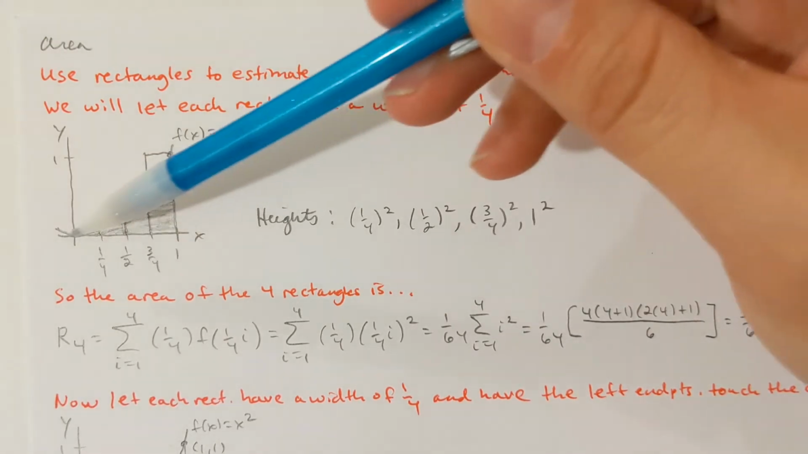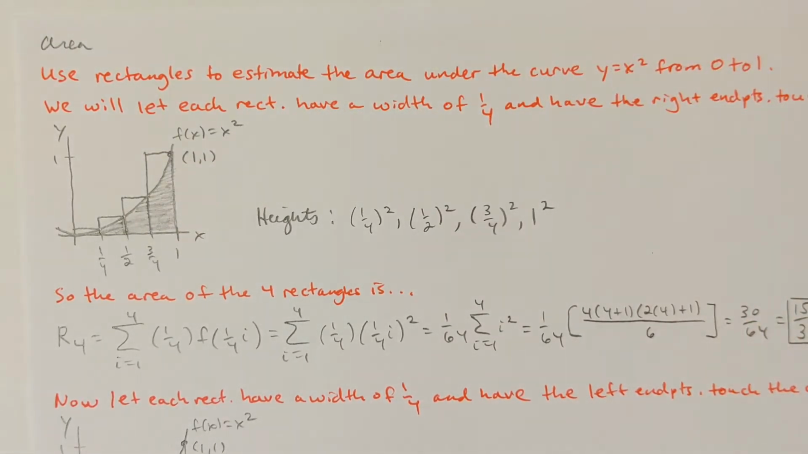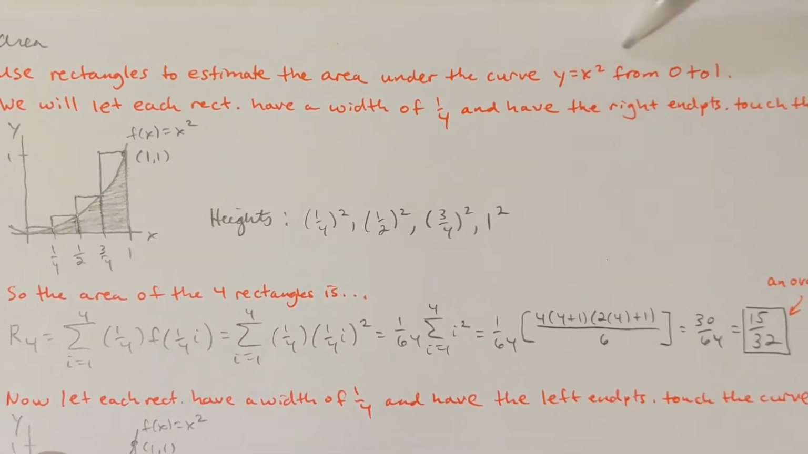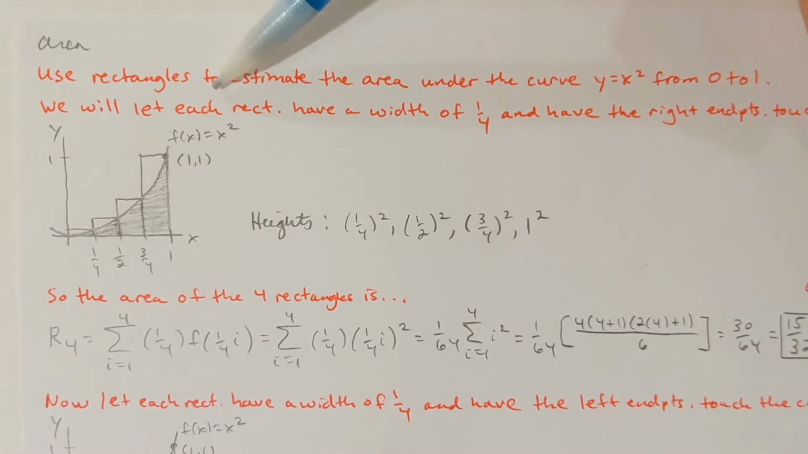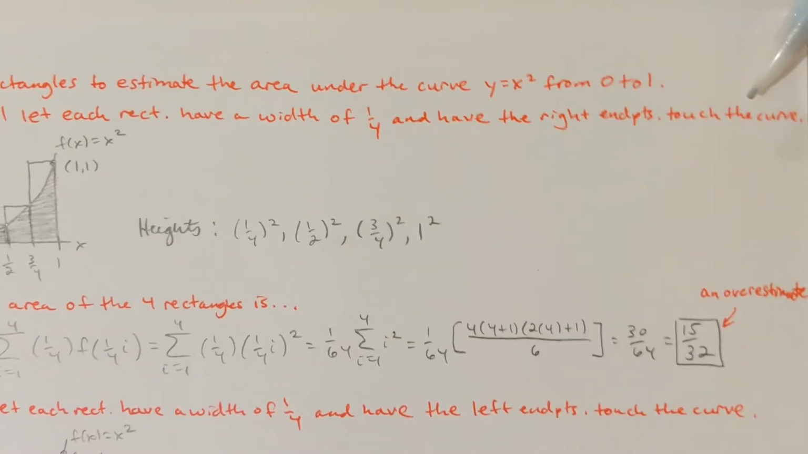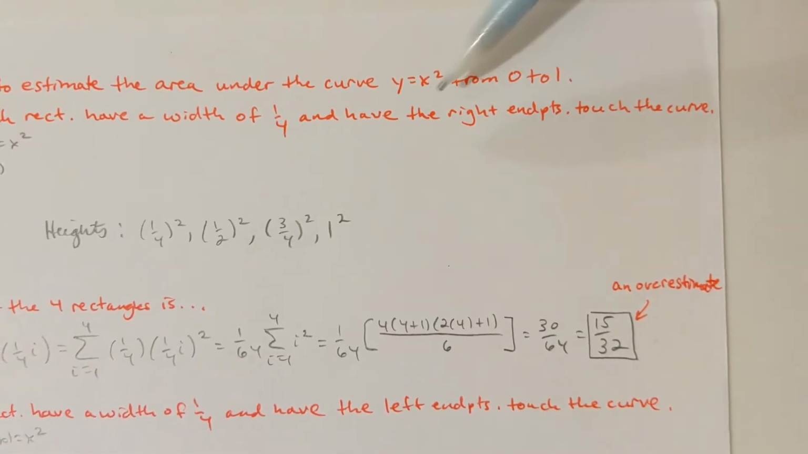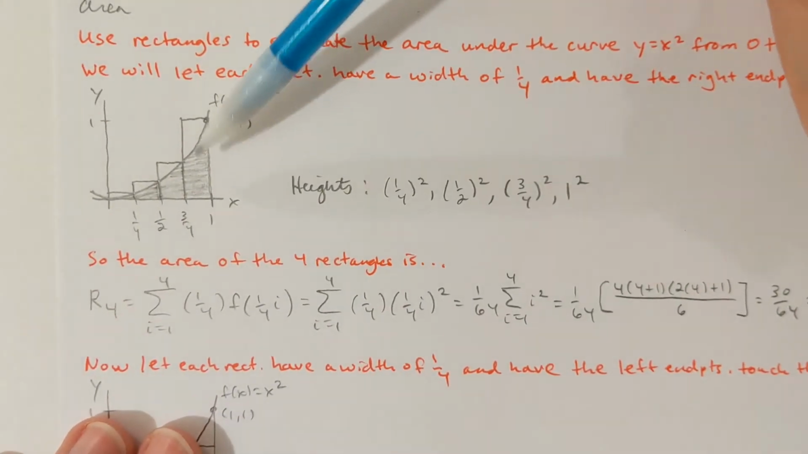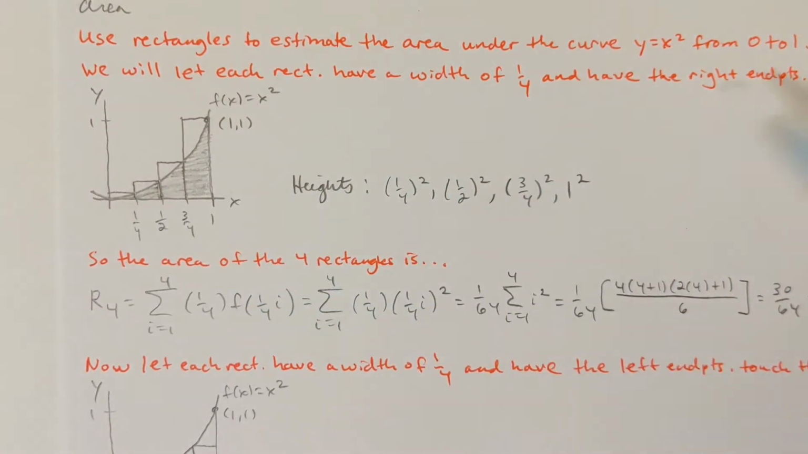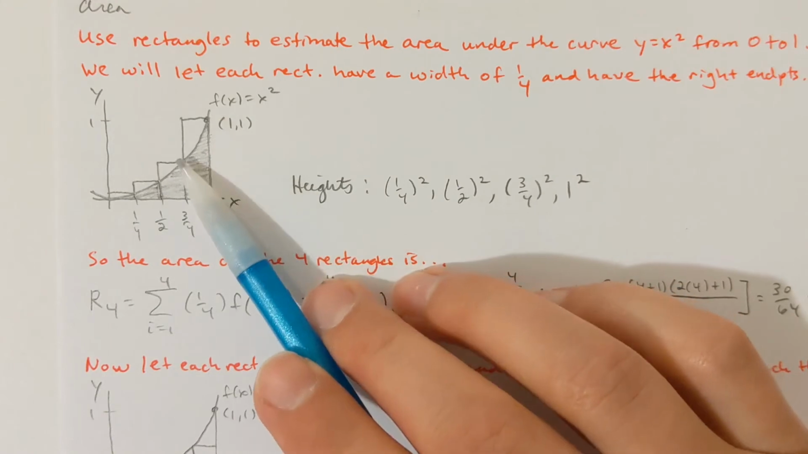Well, that shaded region there is not a common geometrical shape, so it's not like I can just go to the area of a triangle or the area of a trapezoid or something like that. Okay, I'm going to use rectangles to estimate the area under this curve from 0 to 1, and I'm going to let the rectangles each have a width of 1/4. I'm also going to draw the rectangles so that the right endpoints touch the curve. Okay, and so I've got that set up here. I'm using a width of 1/4 in creating 4 rectangles, and the right endpoint of each rectangle is going to touch the parabola there.